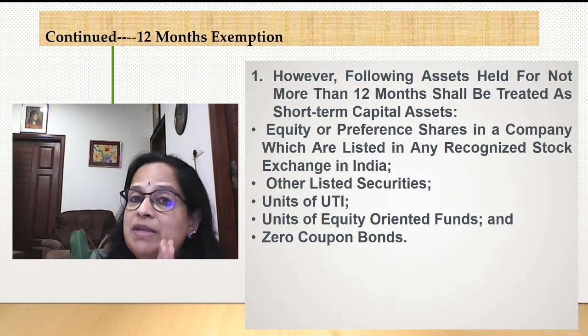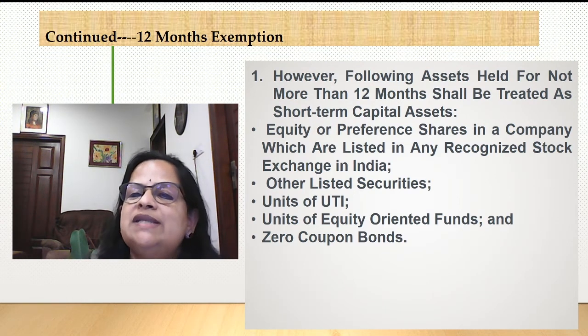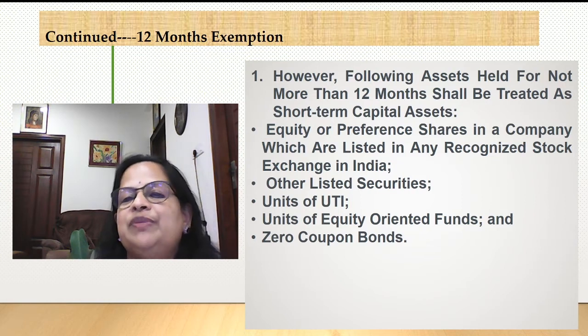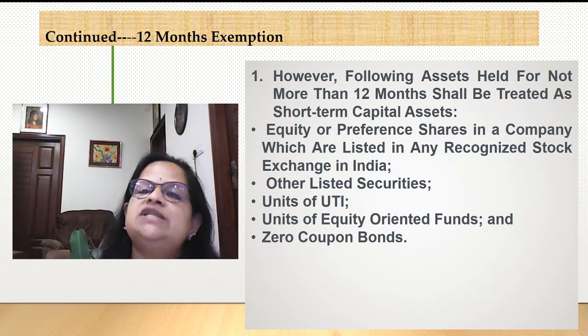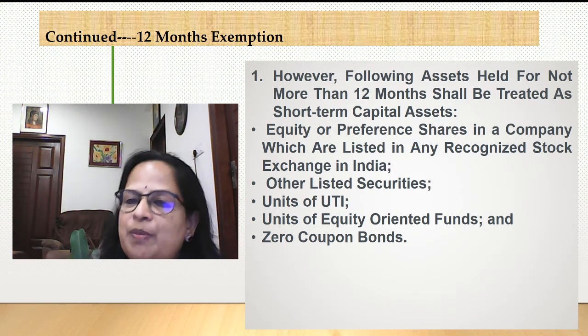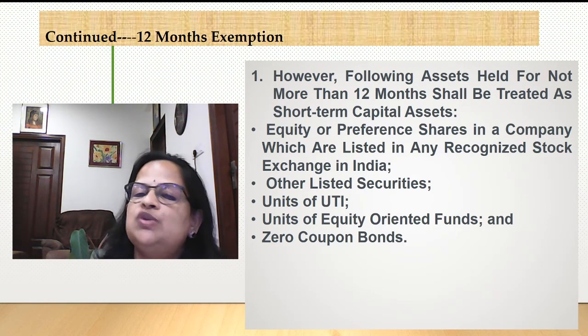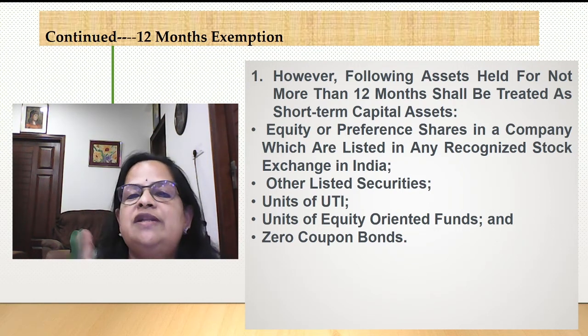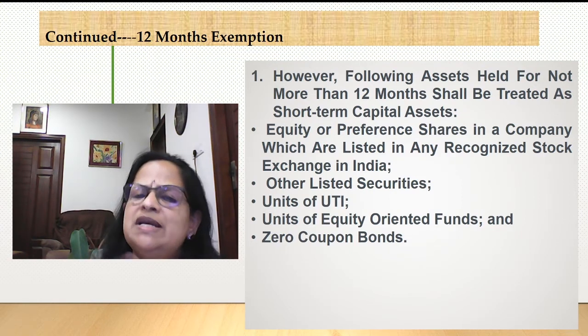Now, the 12 months exemption is there for this rule. However, the following assets held for not more than 12 months shall be treated as short-term capital asset. So for the following assets, it's not 36 months, it's only 12 months. One is equity or preference shares in a company which are listed in any recognized stock exchange in India. You have to remember, only listed securities in recognized stock exchanges. Second one is other listed securities, any listed securities in the stock exchange. It's not only equity and preference shares, but other securities issued by any company or any government.